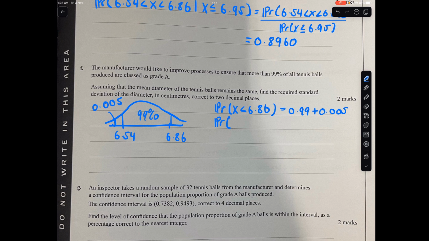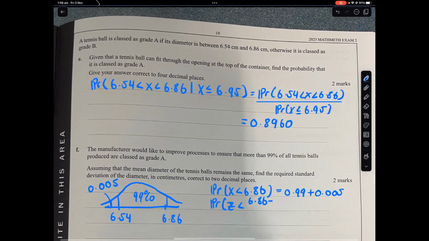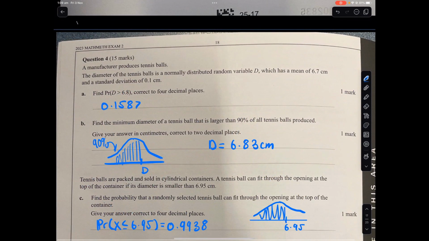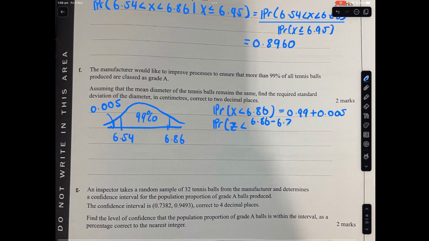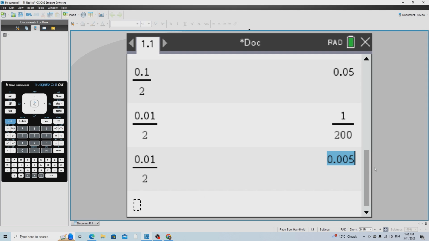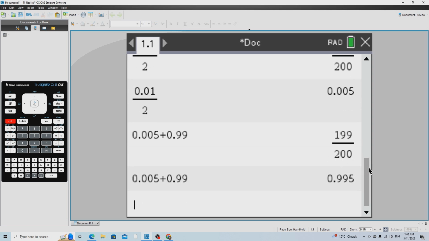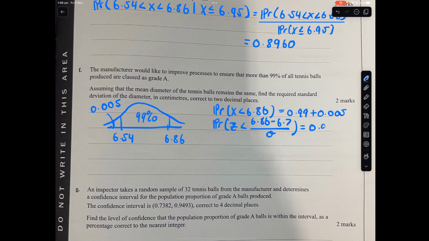which, if we use the standard normal distribution, so that's z is less than 6.86 minus your mean, because the mean is the same, they said. Your mean is the same. So what was your mean? 6.7, over your standard deviation should equal this, which is 0.995. Now that is easy to calculate.